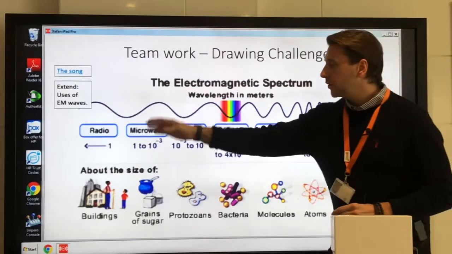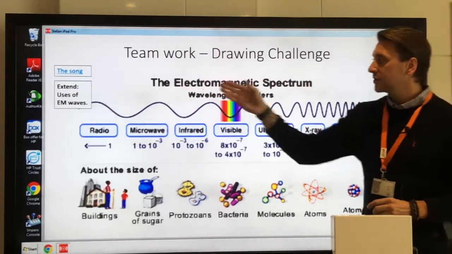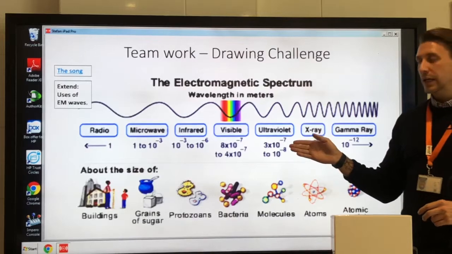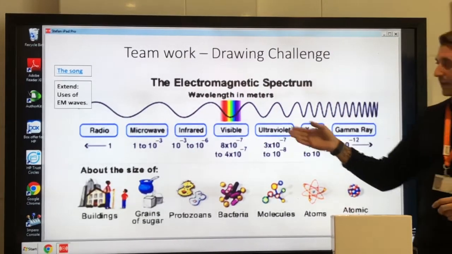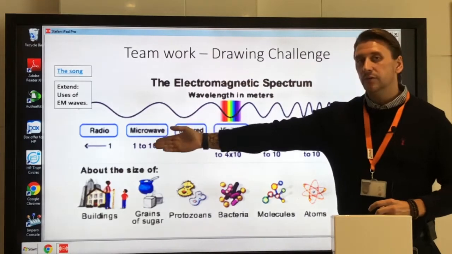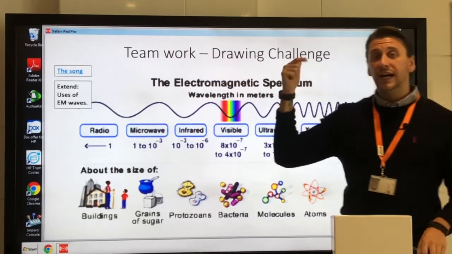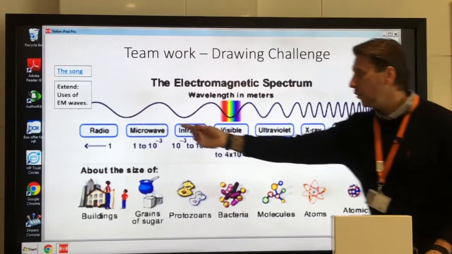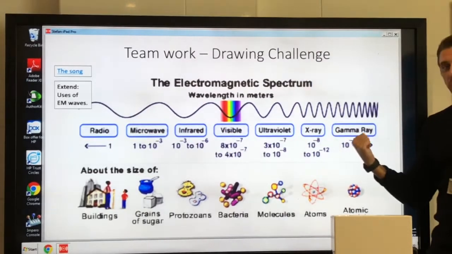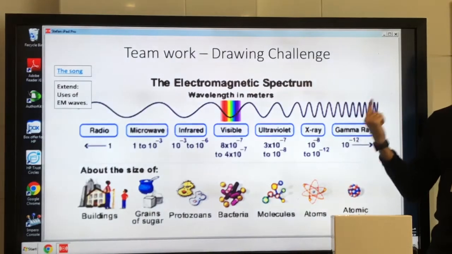All right, we can also actually discuss the energy of each type of wave. So each EM wave has a different amount of energy. The lowest energy wave is radio, so lowest frequency waves have the lowest energy. So radio, with the lowest frequency, has the lowest energy, all the way through to gamma with the highest frequency and therefore the highest energy.